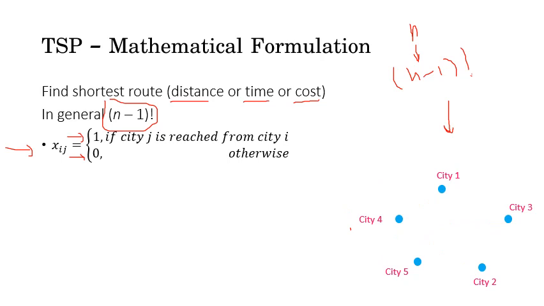Okay, so this is the mathematical model. What we want to minimize here is the product of Cij into Xij. Cij is the cost incurred for traveling from city i to city j, and the cost will be incurred only if city j is reached from city i, just like the definition of Xij. As we are considering all the possible combinations, the subscripts are generalized to ij.